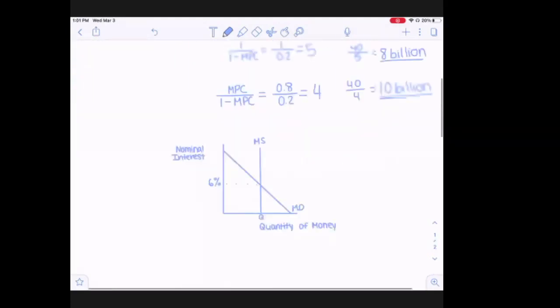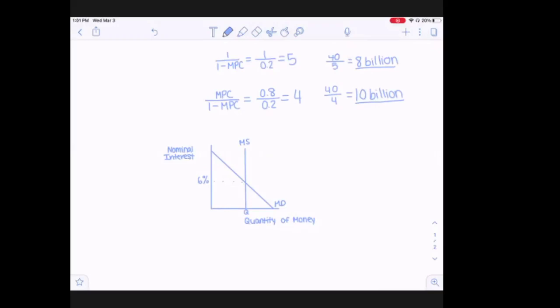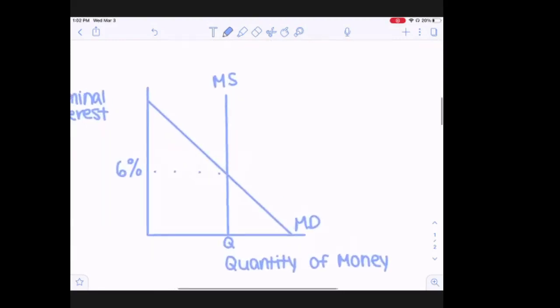So now the Federal Reserve would buy bonds, which would cause the money supply to shift to the right. They didn't ask you that. They just asked you to show the effect. So we're going to buy bonds. Buying bonds puts more money in the system, and the money supply will shift to the right. So we'll shift MS to the right.